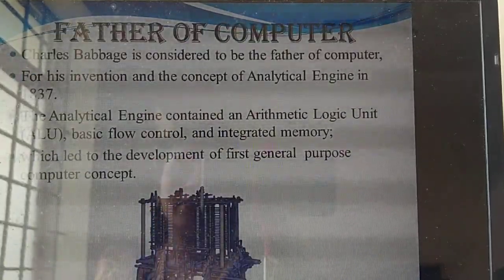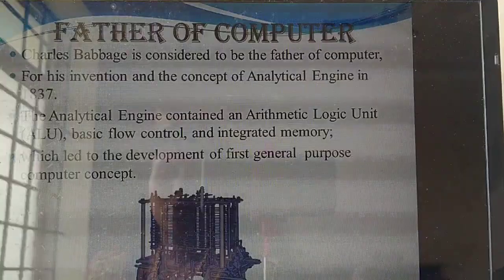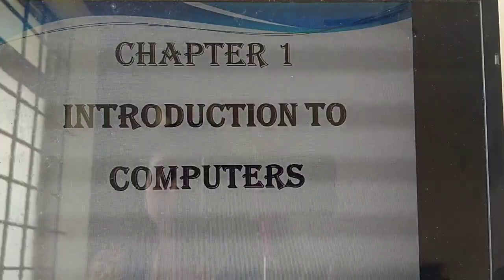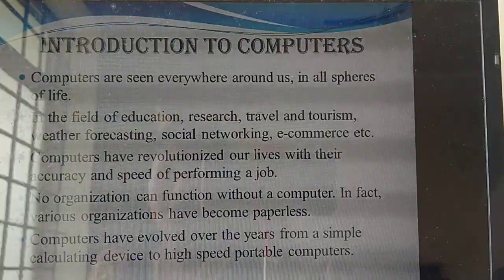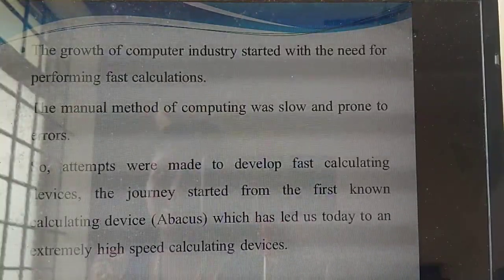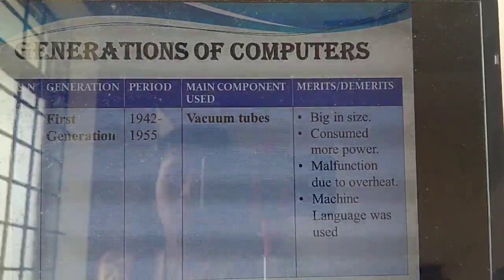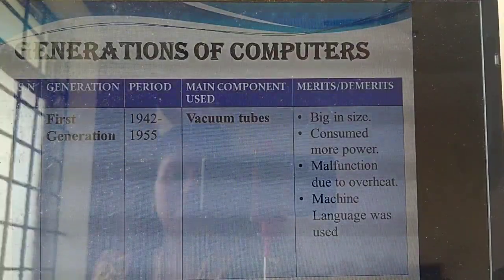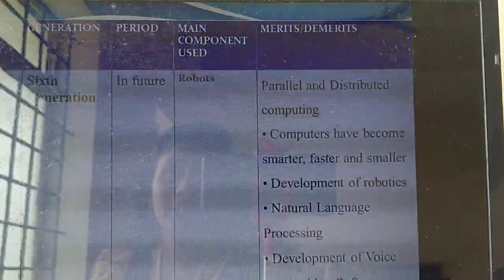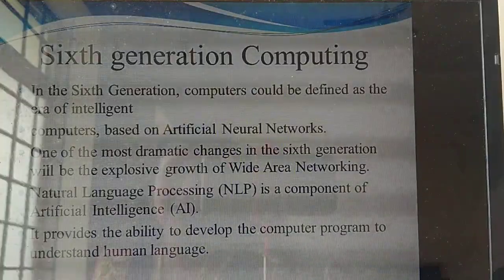Who is the father of the computer? Charles Babbage, and what did he invent in the year 1837? The analytical engine. Next we studied the expansion of computer, then the introduction, the places where we use the computer, the uses, advantages and disadvantages. And one very important question was generations of computer. How many generations are there? First, second, third, fourth, fifth and sixth generation. I also gave an introduction about the sixth generation computer.